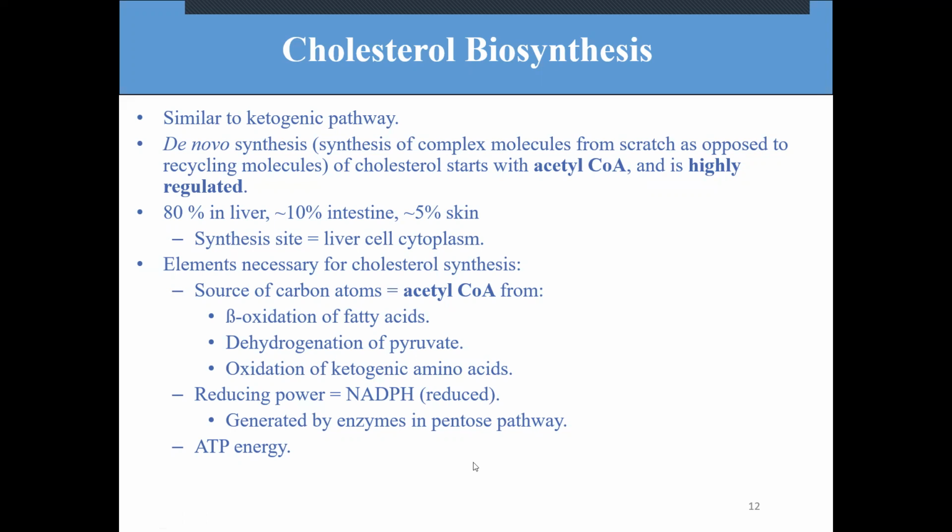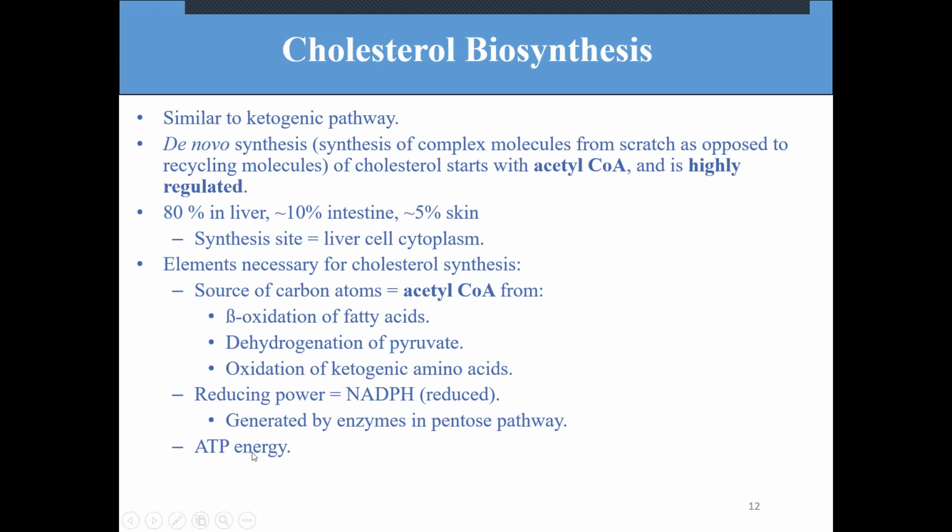And here's just a small hint. Anytime you see NADPH, that means we're making something in the body. Okay, so NADPH comes from the pentose phosphate pathway, as you've probably taken before. And the final thing you need is, of course, energy, because we're making a big molecule from small molecules.